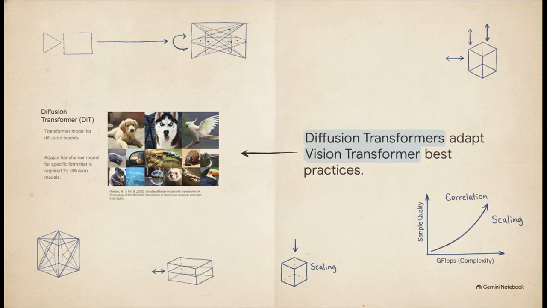You know, for the longest time, the UNet was just the undisputed king of diffusion backbones. But that whole paradigm has shifted. Diffusion transformers, or DiTs, have successfully replaced traditional convolutional units by essentially adapting vision transformer best practices. And crucially, researchers prove this massive correlation between network complexity, which is measured in GFlops, and the resulting sample quality. Simply put, when you scale up a transformer backbone, your generated images get significantly, noticeably better.